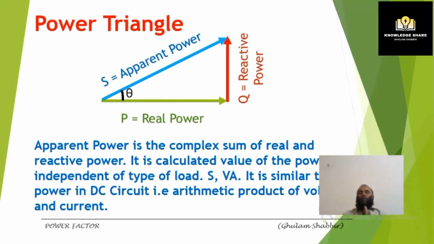Now, as far as the apparent power is concerned, it is the complex sum of the real and reactive power. It is the calculated value of the power independent of the type of the load. Similarly, this power is denoted by the letter S, and the unit is VA. Basically, it is similar to the power in a DC circuit, that is, the arithmetic product of the voltage and current.